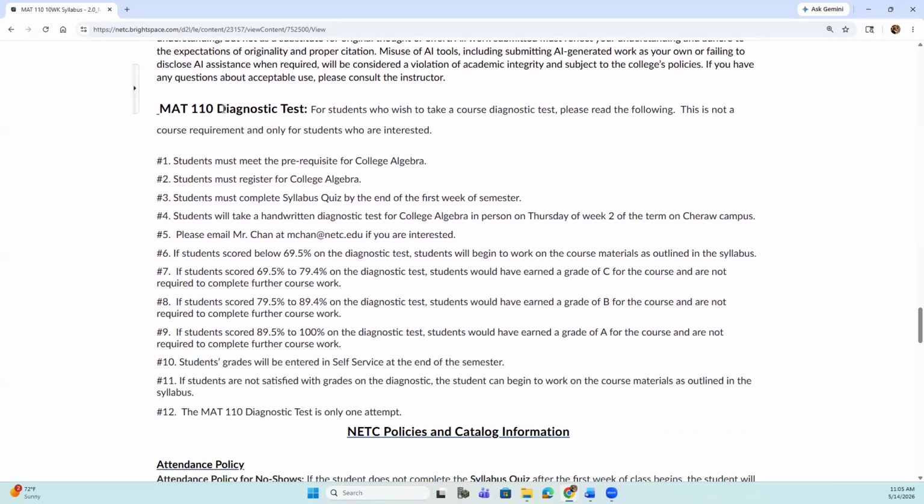There is a diagnostic test if you're interested. For students who wish to take a core diagnostic test, please read the following. If you're interested, please email me and let me know. I normally give this handwritten diagnostic test on the Thursday of week 2 of the term.